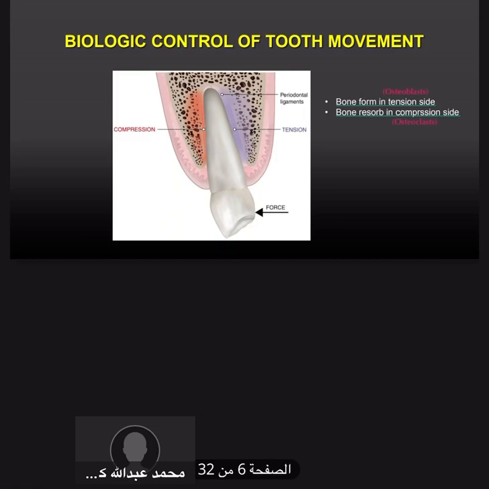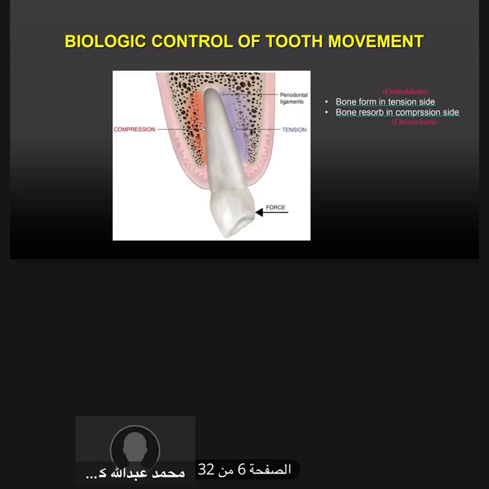And those mediators in turn activate the osteoclast, that is the bone resorbing cells, which results in bone resorption in the direction of the force. For example, if the force is applied in the mesial direction, the area of compression is there, and the other area opposite to that, like Newton's third law, in every force there is an equal and opposite reaction.